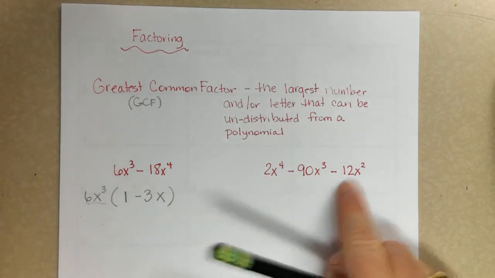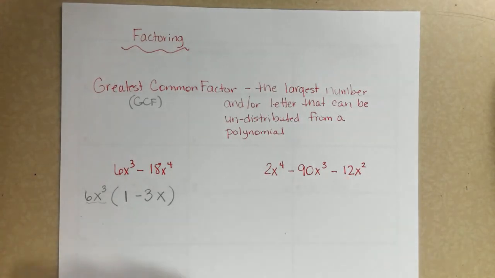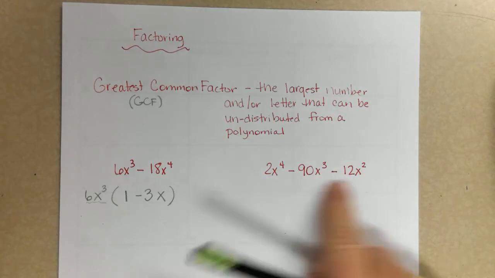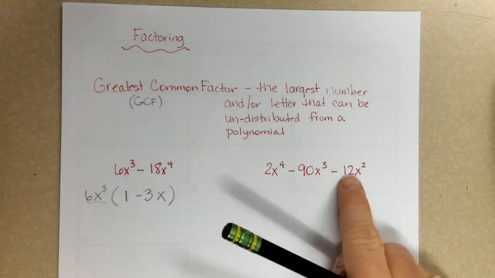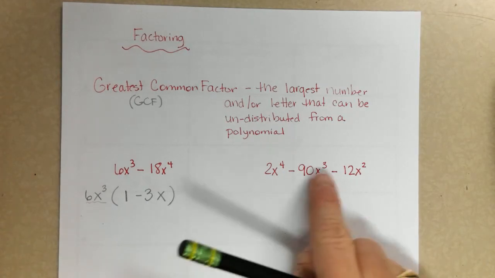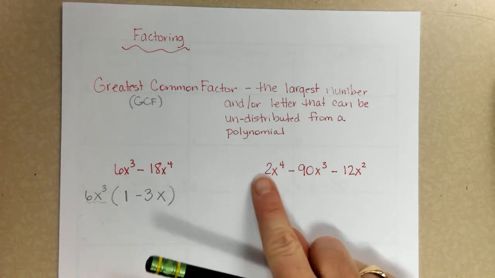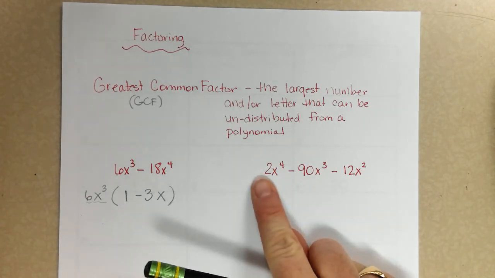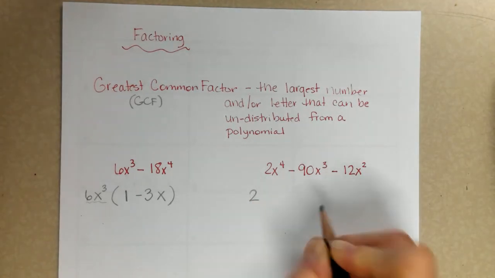Alright, what about this longer trinomial here? Again, find the number that all 3 pieces can divide by, if there is one. There's not always one. But all of these are even numbers, so all of them could divide by 2. I would think there would be something bigger because of the 90 and the 12, but not with the 2. 2 is as big as you can go. So we're going to pull out a 2.